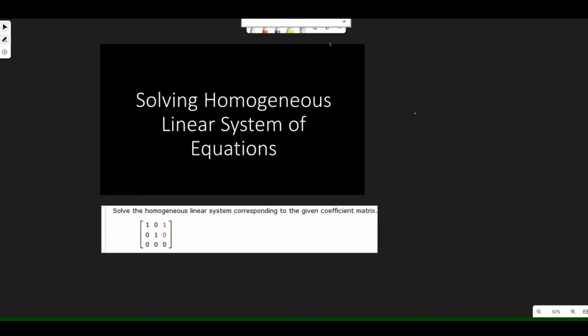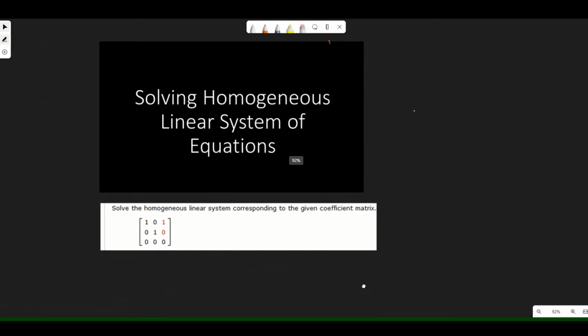In this video, let us try to solve homogeneous linear systems of equations. Suppose a linear system of homogeneous equations is given, let's see how to solve such equations. Here is an example. The question says, solve this system of linear equations where the coefficient matrix is given. So in this case, only the coefficient matrix is given.